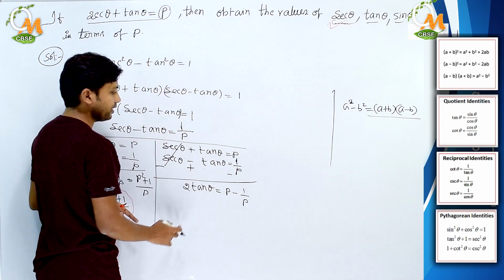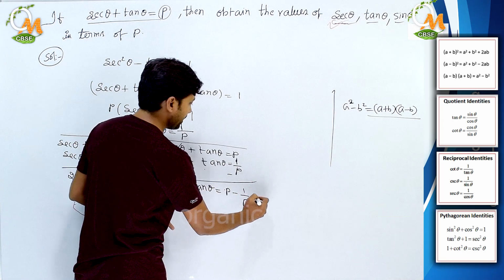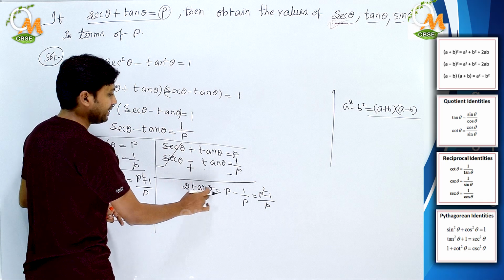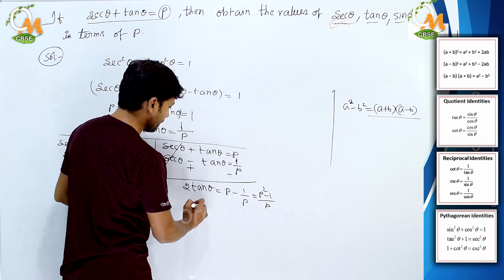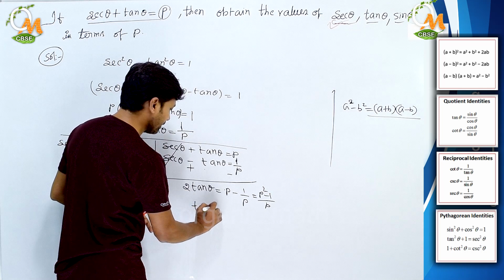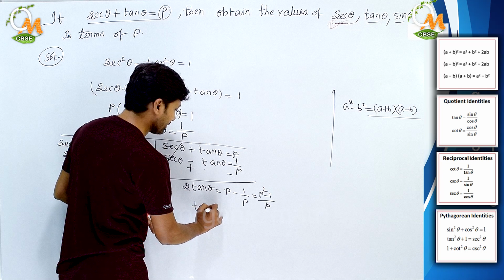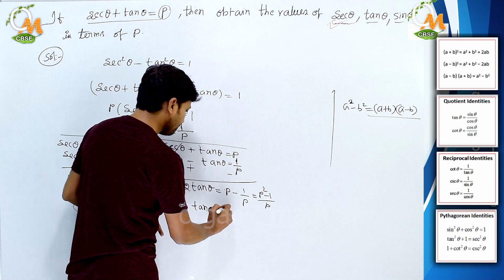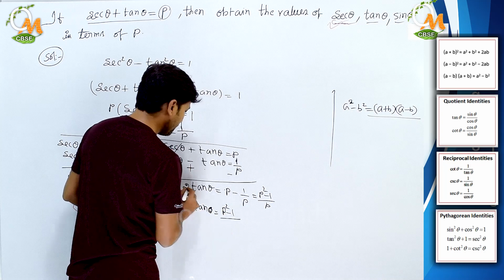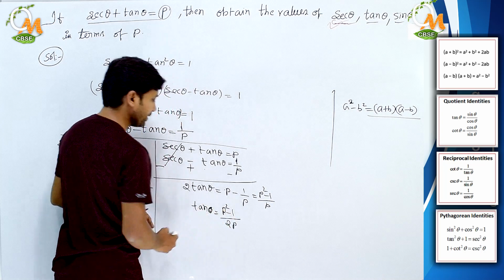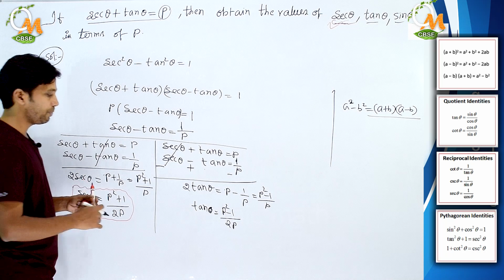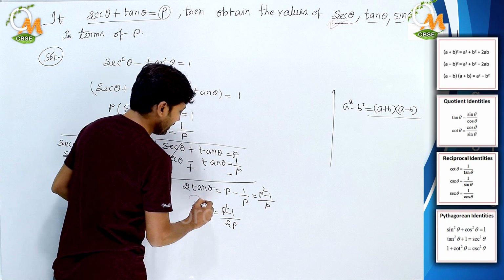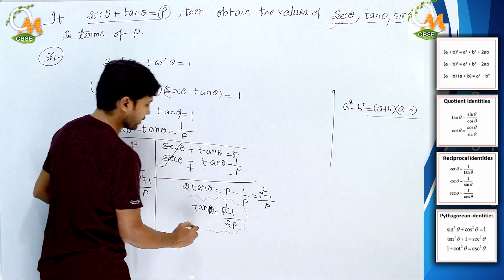Again you take LCM for this, p into p square minus 1 upon p, right? Now 2 tan theta equal to p square minus 1 by p. So now we need to find out the value of tan theta. For finding tan theta, we send this 2 to the other side, then p square minus 1 by 2 will come down, so p square minus 1 by 2p. So this would be the value of tan theta.